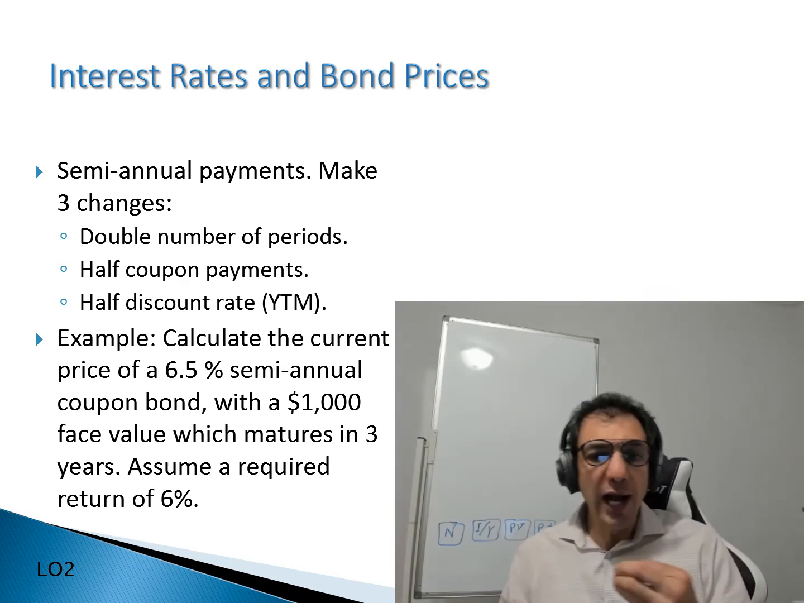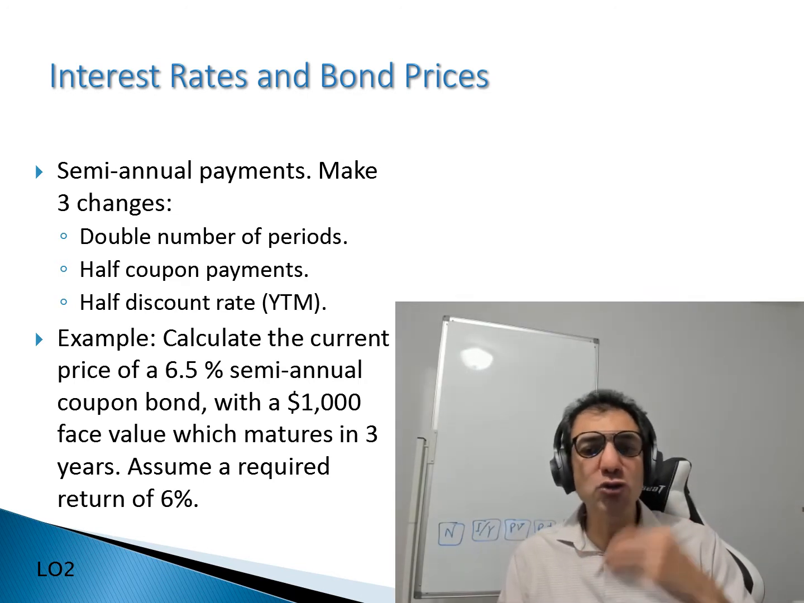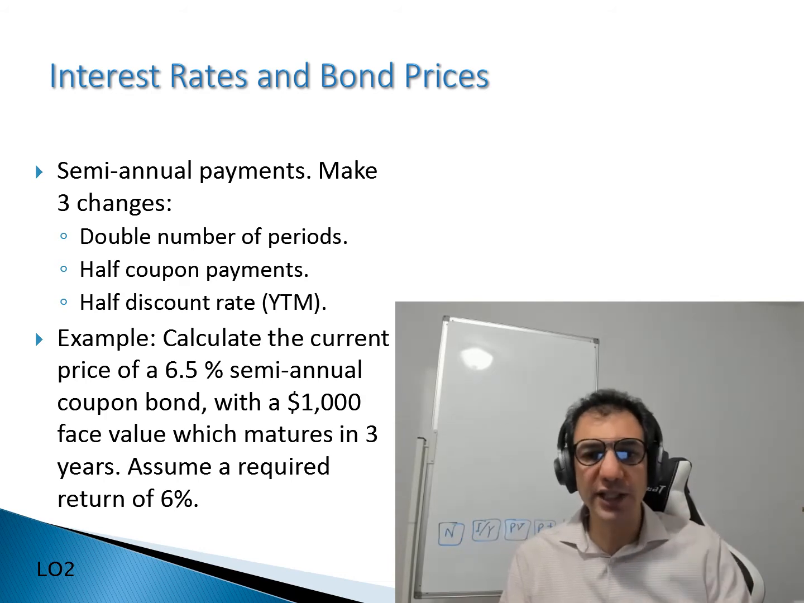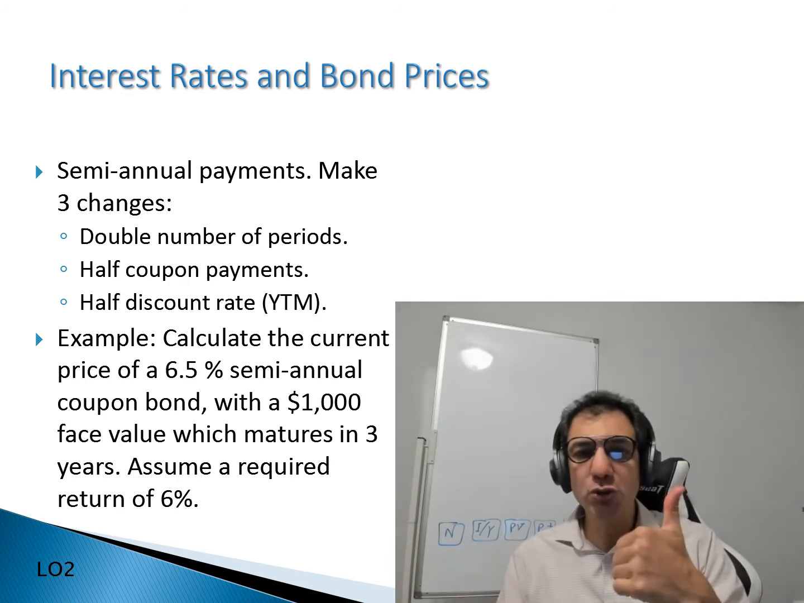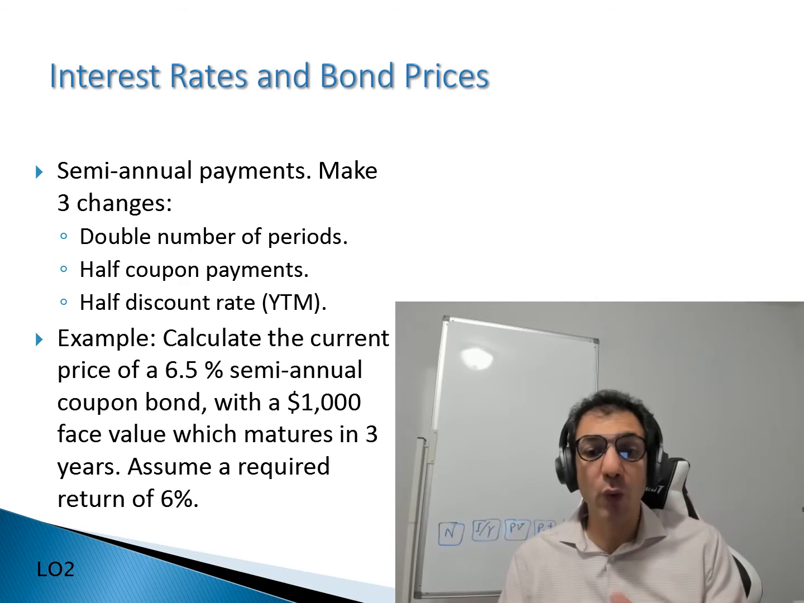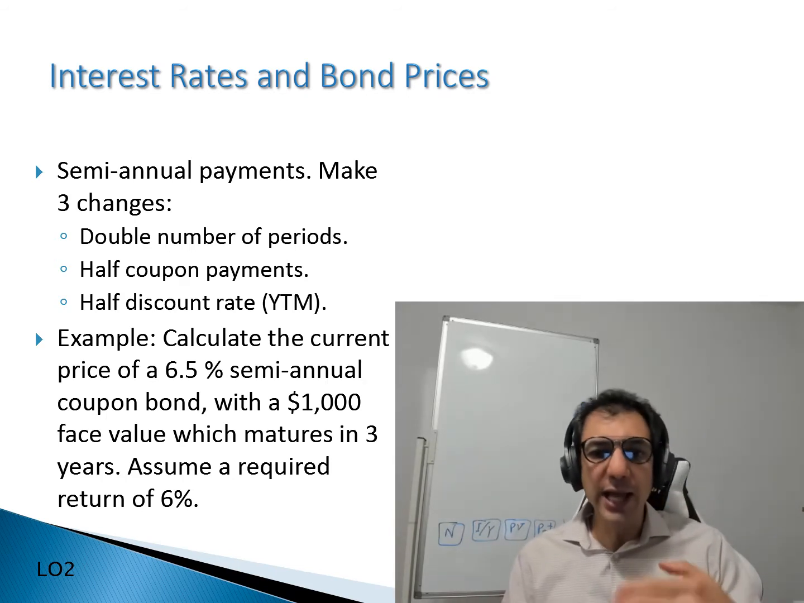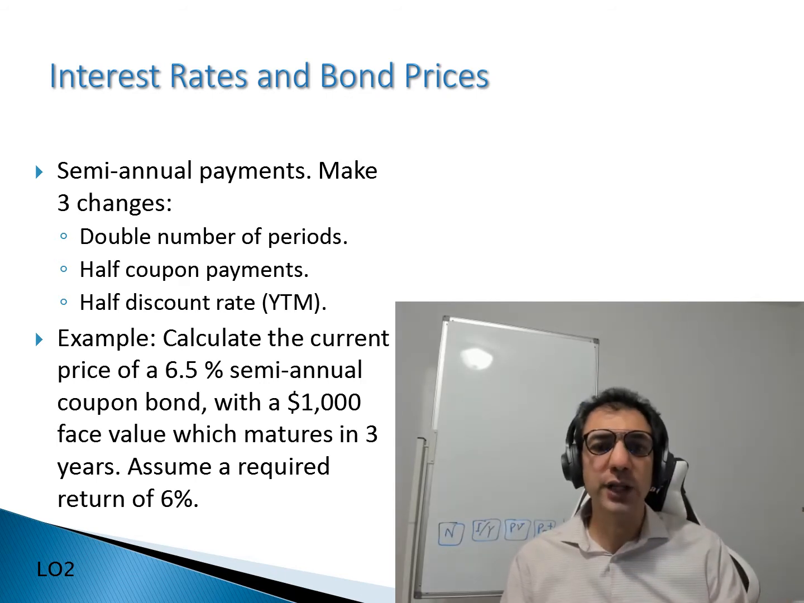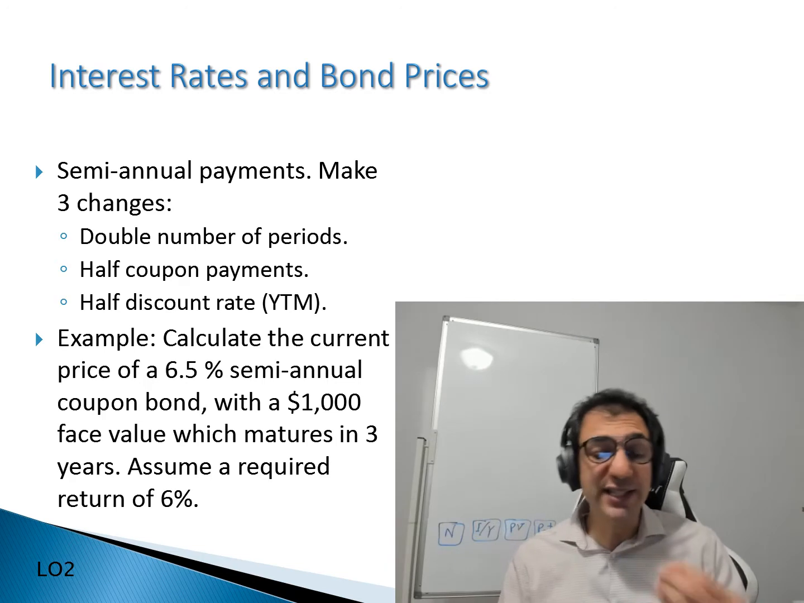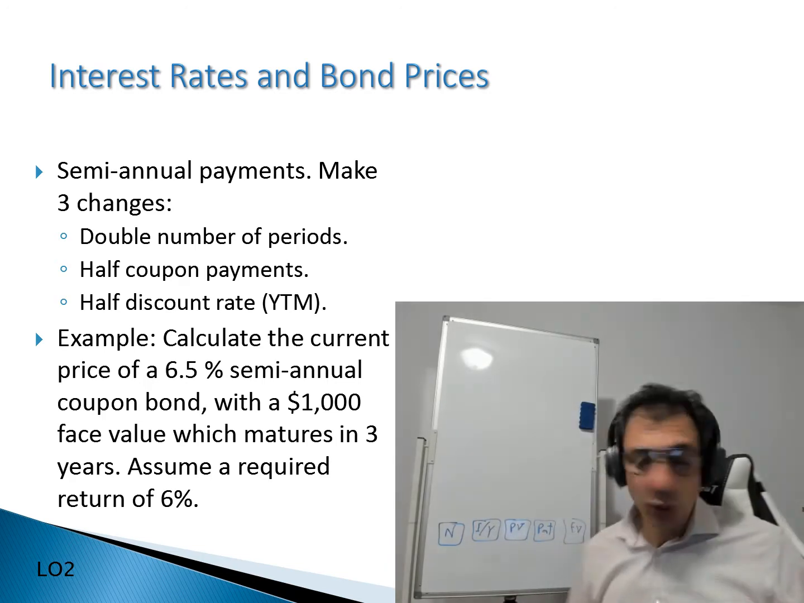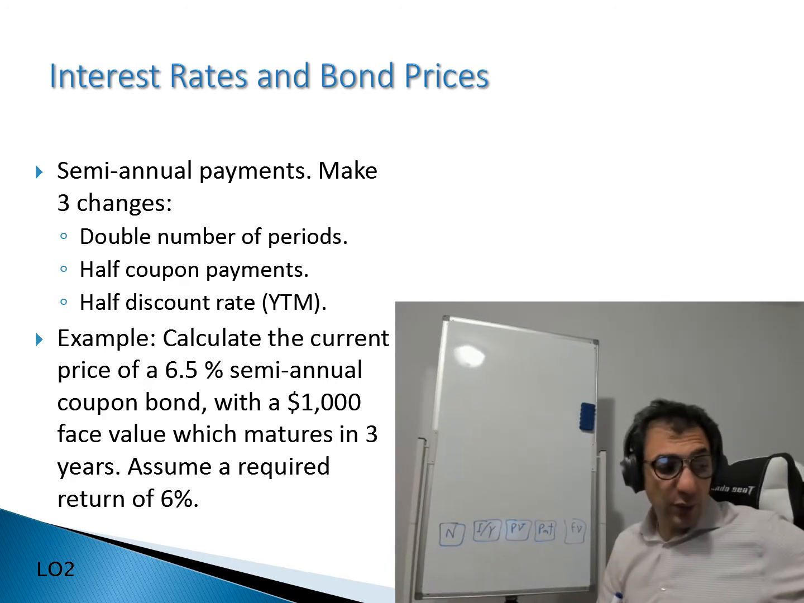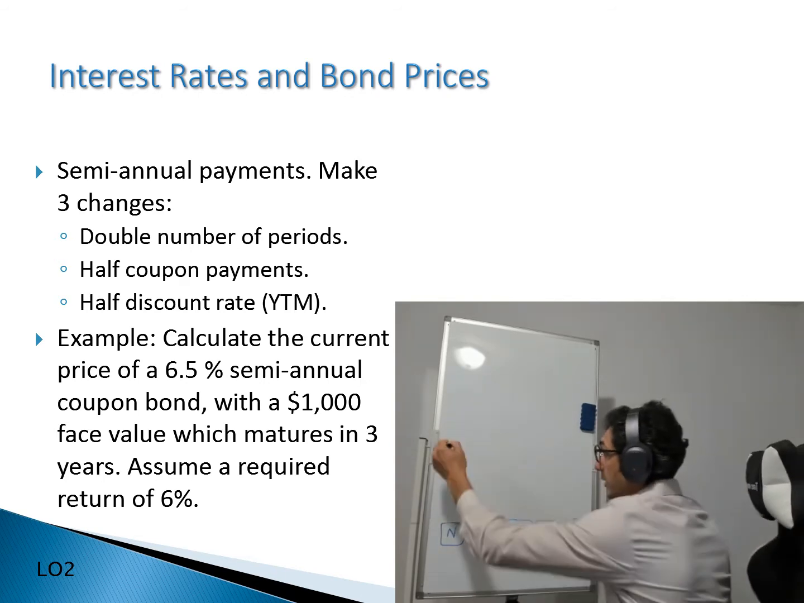As I mentioned before, you need to make some adjustments, and you see these adjustments here. First, you need to double the number of periods. What does it mean? N is usually given in terms of years. For example, here you're talking about 3 years. However, this is a semi-annual payment, so your number of payments is going up.